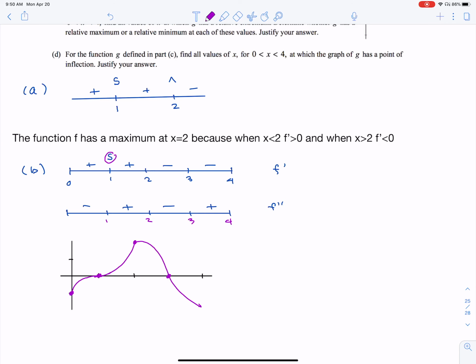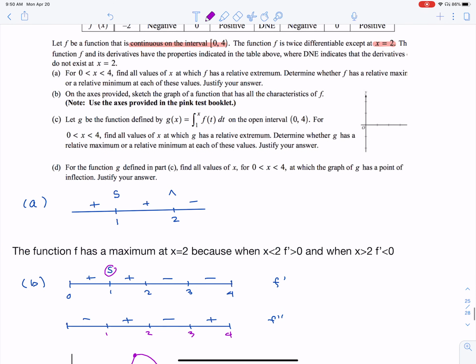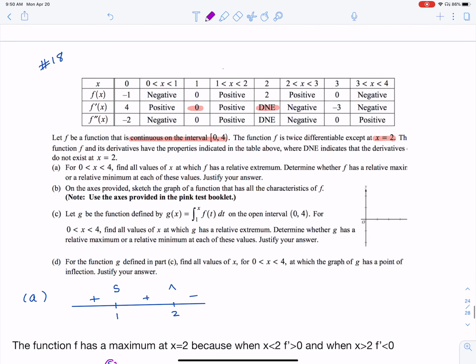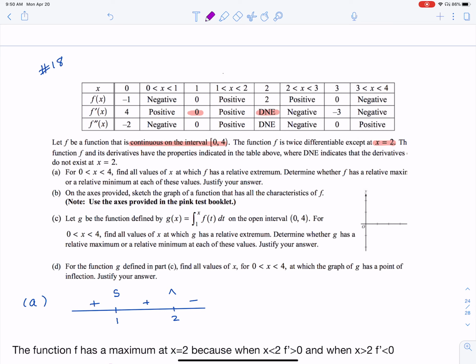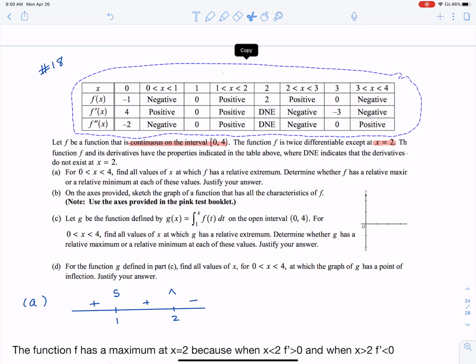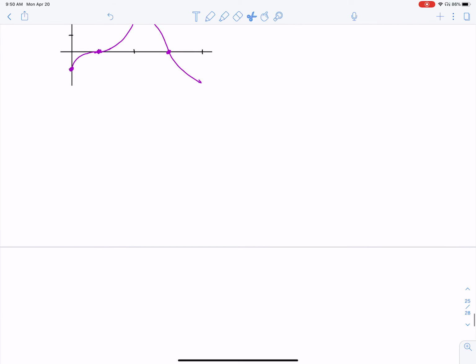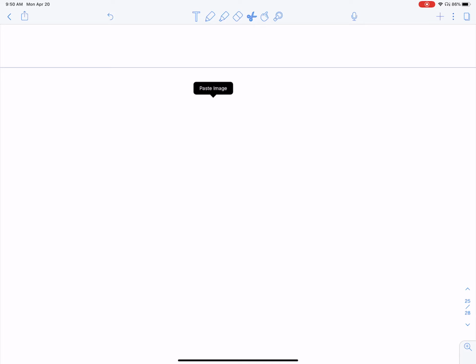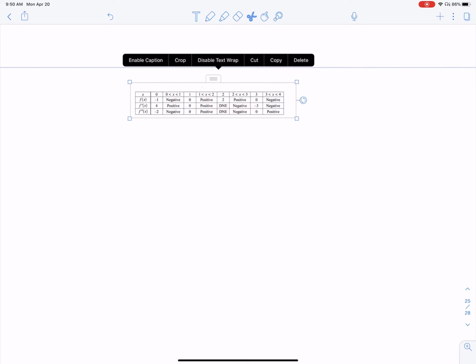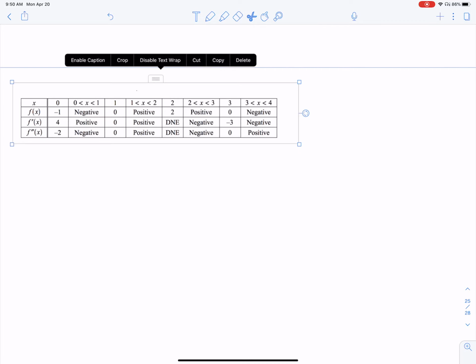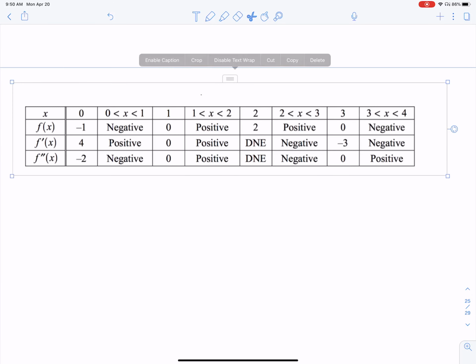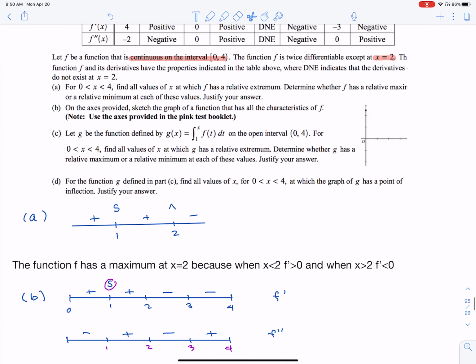Let's move on to letter C. I'm going to do a couple things here. I'm going to grab a couple things just so I have some more space. So let's grab the table. I'm going to move that down here. And I'm going to grab letter C so that I can see it.